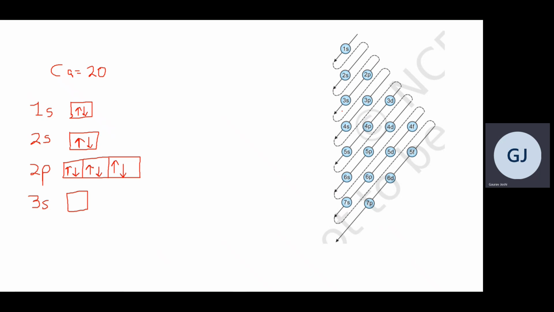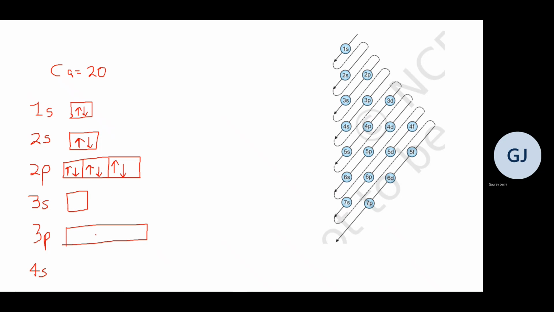So 3s will be here, then 3p and 4s. I'll be writing 3p and 4s, and we are left with 10 electrons, right? The p will have three boxes, 1, 2, 3, and the 4s will have one box, right? So 10 electrons are here. Now in 3s, first one electron, right? Here also one electron, here also one electron, and here also one electron.